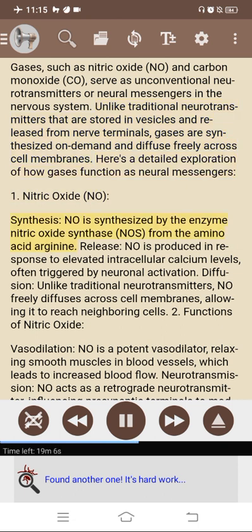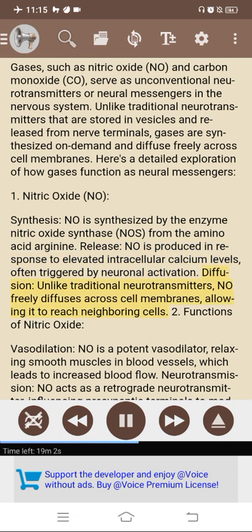1. Nitric oxide (NO). Synthesis. NO is synthesized by the enzyme nitric oxide synthase (NOS) from the amino acid arginine. Release. NO is produced in response to elevated intracellular calcium levels, often triggered by neuronal activation. Diffusion. Unlike traditional neurotransmitters, NO freely diffuses across cell membranes, allowing it to reach neighboring cells. 2.